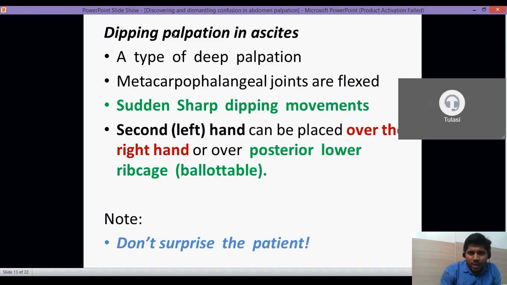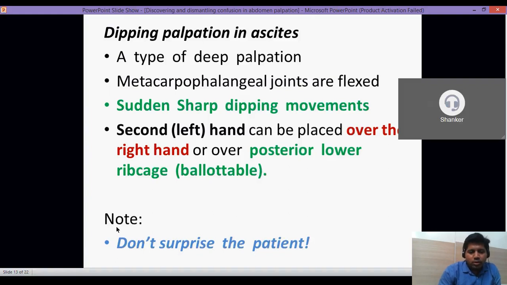One more interesting thing in dipping palpation: as you approach close to the rib cage, the left hand sometimes is taken to the lower posterior rib cage. For example, when you are palpating the spleen or liver in a patient with ascites, you're going to start from the right iliac region using dipping palpation, where you may need extra pressure from the left hand also. But as you move closer to the rib cage, you can use your left hand to push the organ from the posterior side. In this case, the second hand will be on the posterior side of the rib cage, correct? And that is also called ballotability, but we will be discussing those things in future sessions.